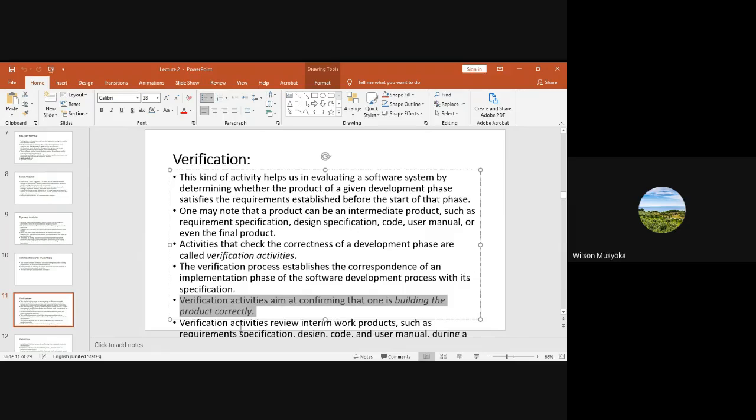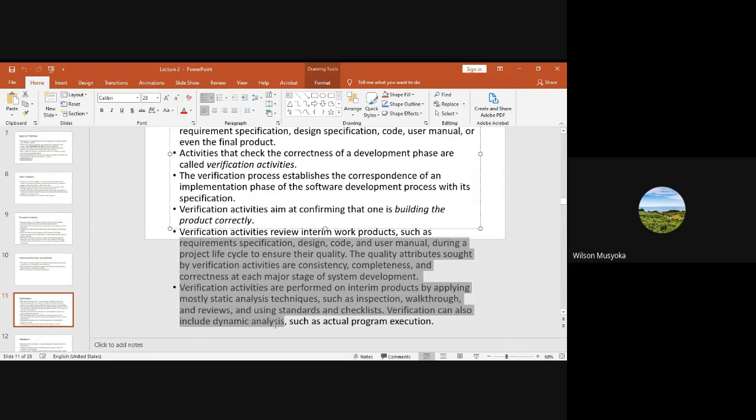When we are doing verification, activities will include the requirements specification. We'll be looking at the requirements specification, the design of the system, the code, and the user manual.